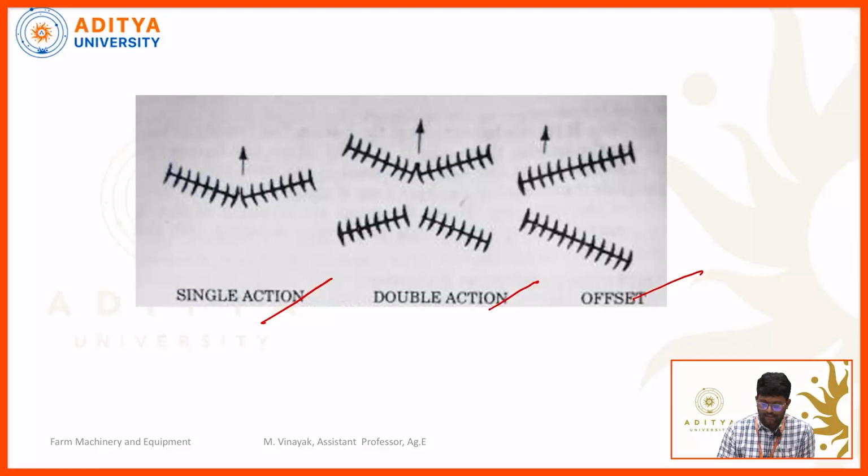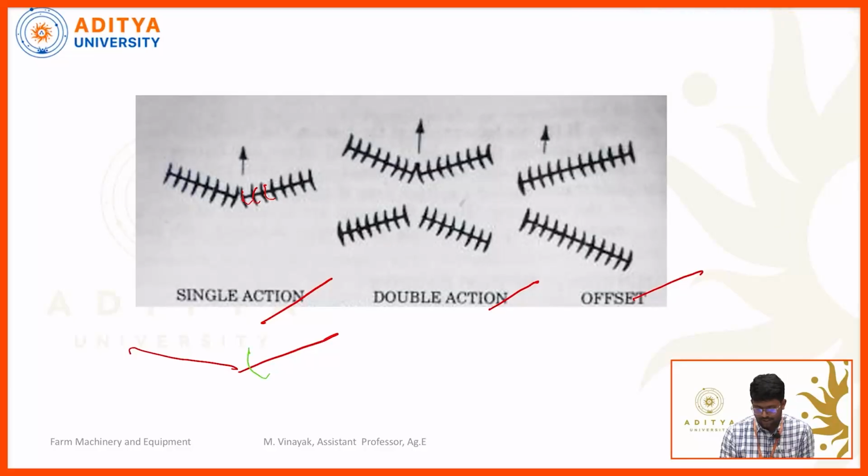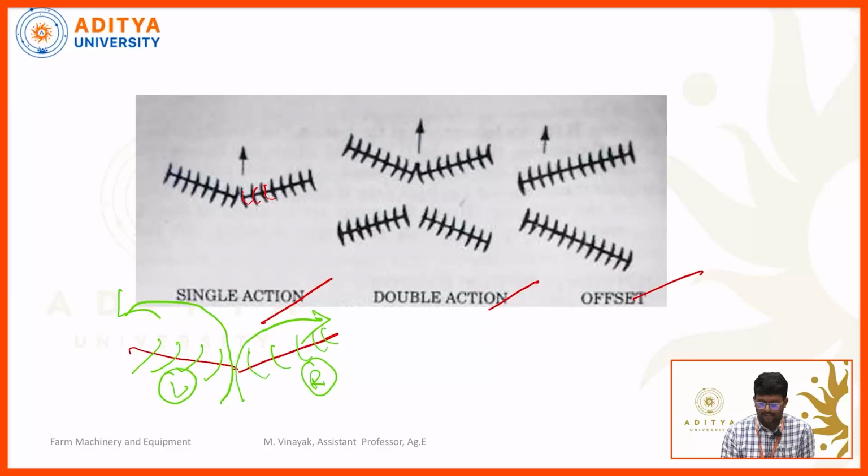Regarding the single action disc harrow, the sets of discs are arranged in opposite directions. This disc is mounted in this direction, and this disc in this direction. During the ploughing process, the soil is thrown in this direction, to the right side. With this disc, the soil is spread to the left side. So this one is a single action disc harrow.